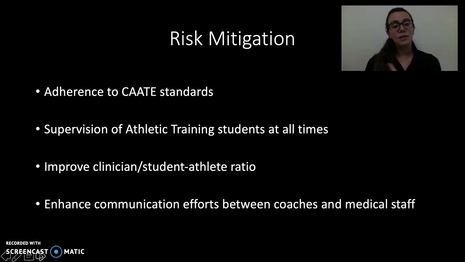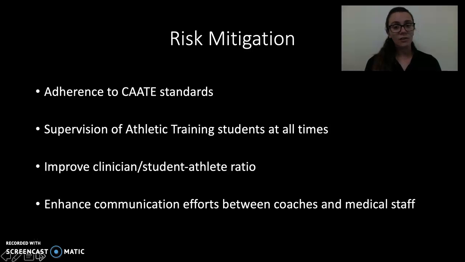CAATE is the Commission on Accreditation of Athletic Training Education, and they strictly require that all student athletic trainers are under the direct supervision of a preceptor. In this event, the preceptor was not available. The head athletic trainer was not on site during this game, but the athletic training student was, which would have been a violation of CAATE's Standard 63, which requires that all student athletic trainers are under the supervision of their preceptor at all times. Again, an issue of improving clinician-to-student-athlete ratio.